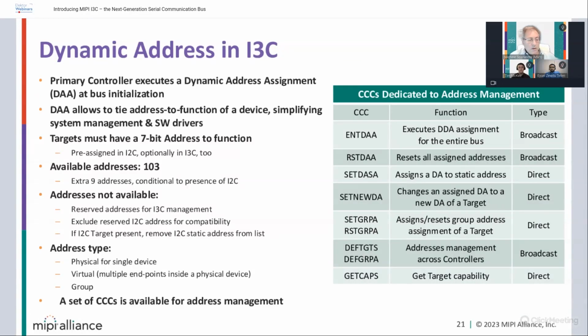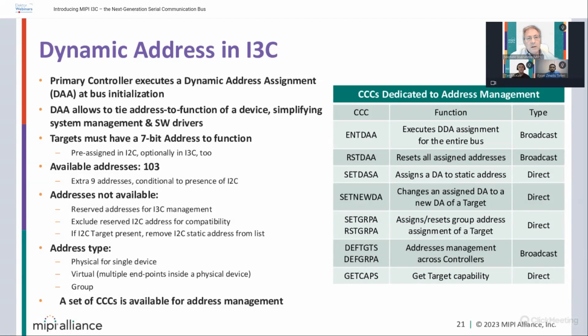So let me focus on the dynamic address now. How is it managed? Basically, it's a dynamic procedure where each target presents itself with a MAC ID, a 40-bit unique code, and then the controller will assign an address. An address is 7 bits, so theoretically you have 127 addresses.